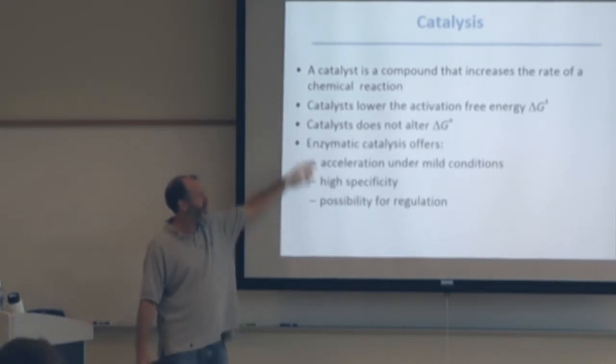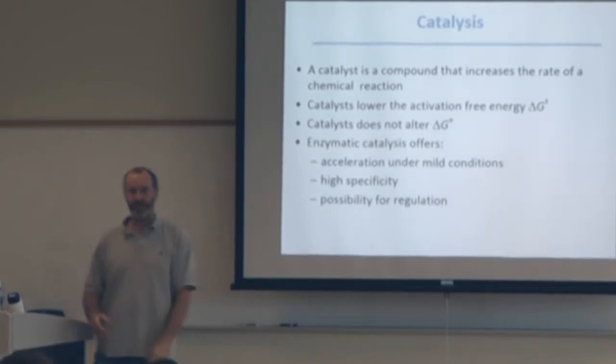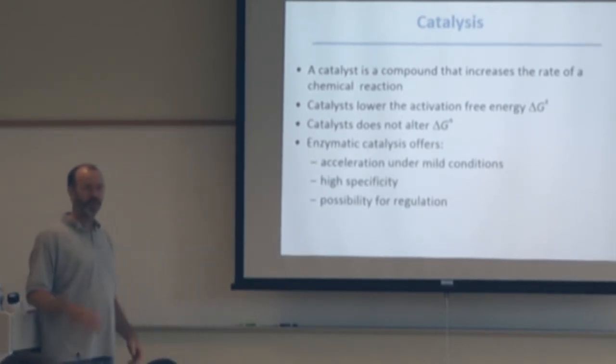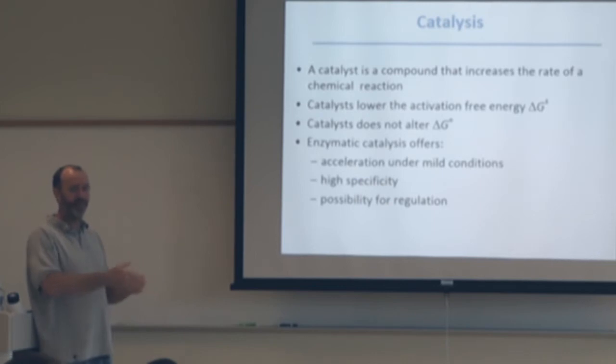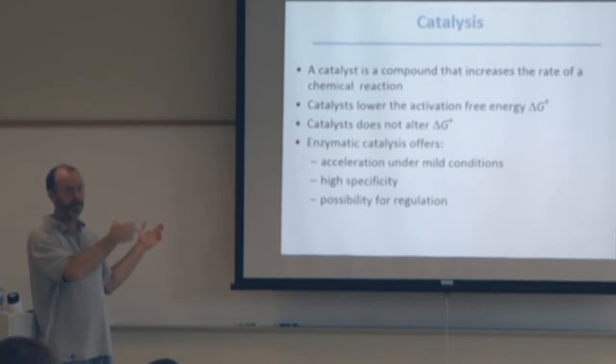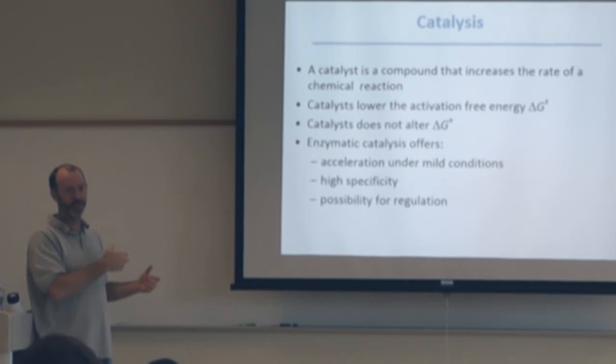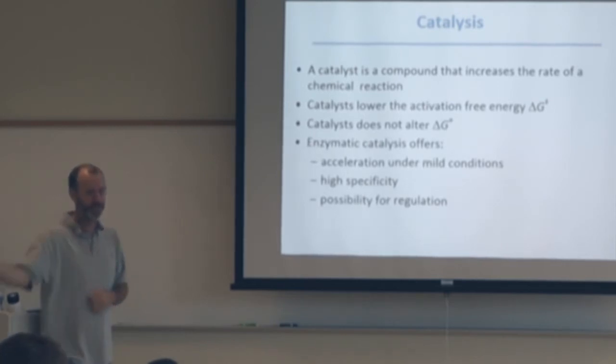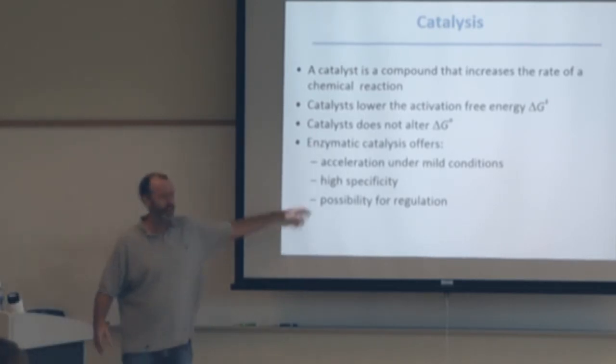And then enzymes give you the possibility for regulation. You want to be able to shut down pathways when you have plenty of the product, plenty of energy. You don't need to make ATP. It's time to store energy as glucose. And likewise, if you have a low amount of energy in the cell, you need to start using glucose to make ATP. So you need to be able to regulate these pathways.